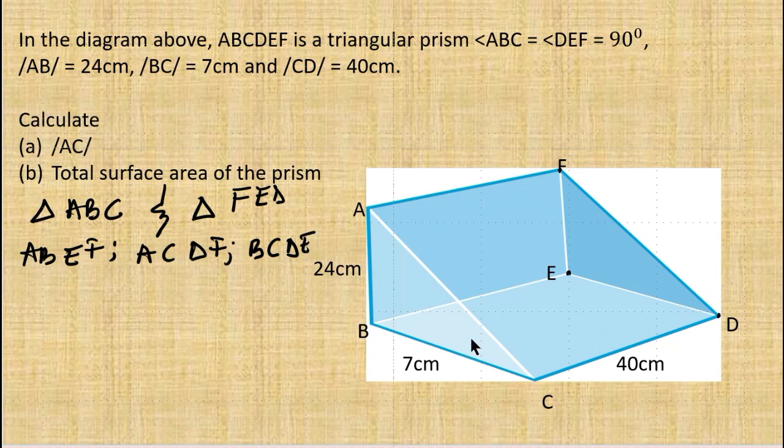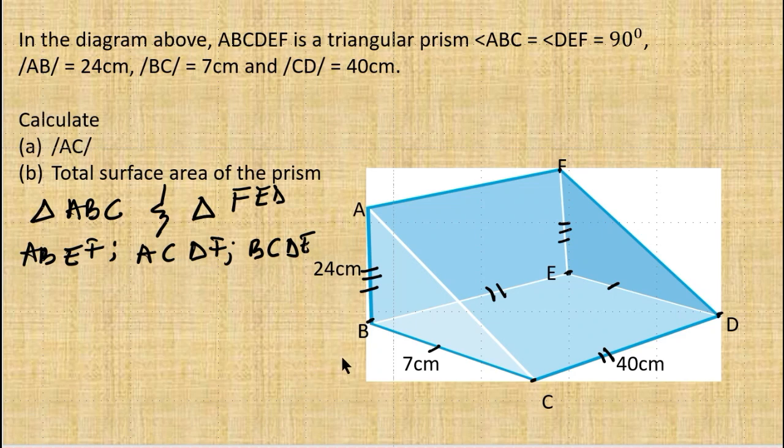Now, in this shape, I can observe that every other side has been given. BC is the same thing as ED. CD is the same thing as BE. Lastly, AB is the same thing as EF. So with all these dimensions, we can define our solutions.